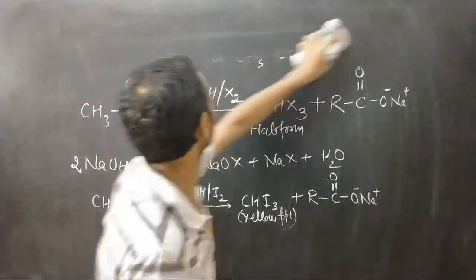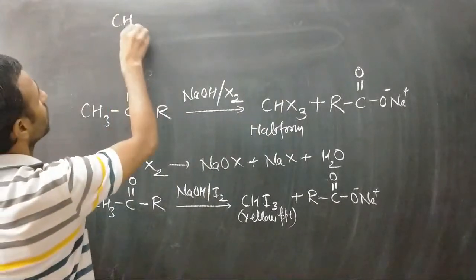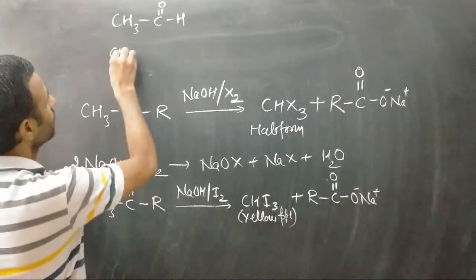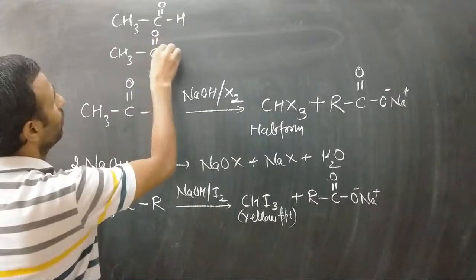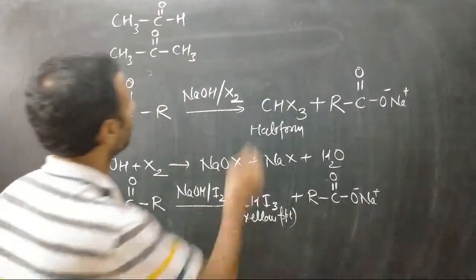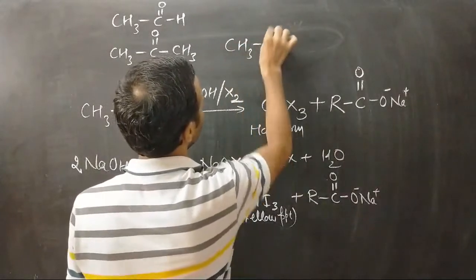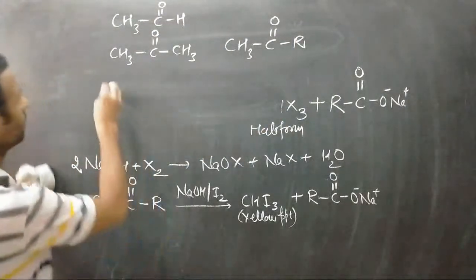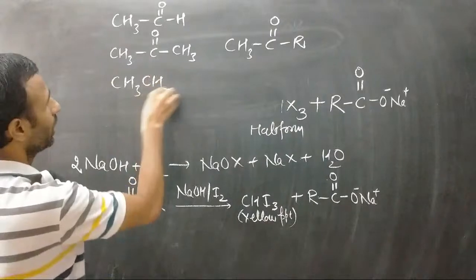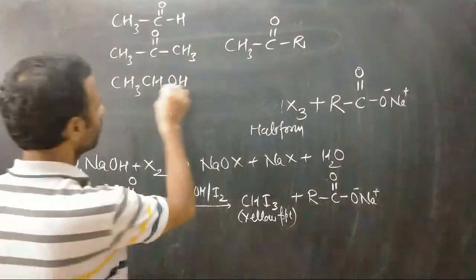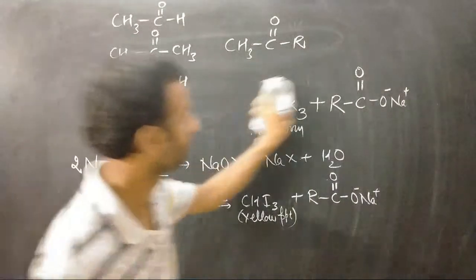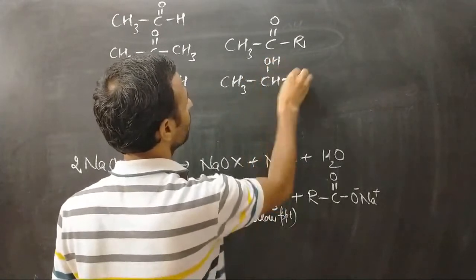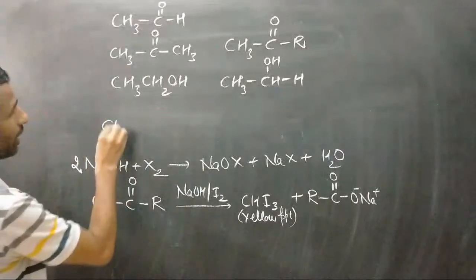Now, see the compound like CH3C double bond O H. It will give this test. Even CH3C double bond O CH3. So any alkan-2-one will give this test, or among primary alcohols only ethanol will give this test, because in ethanol there is the CH3CHOH group. It can be written as CH3CHOH, right?